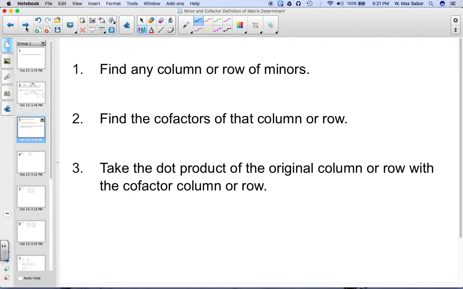So the process is to find any column or row of minors. You don't need all of the minors of a matrix. You just need one column or one row. Then find the cofactors of that column or row by multiplying every other one by -1. Then take the dot product of the original column or row with the cofactor column or row.